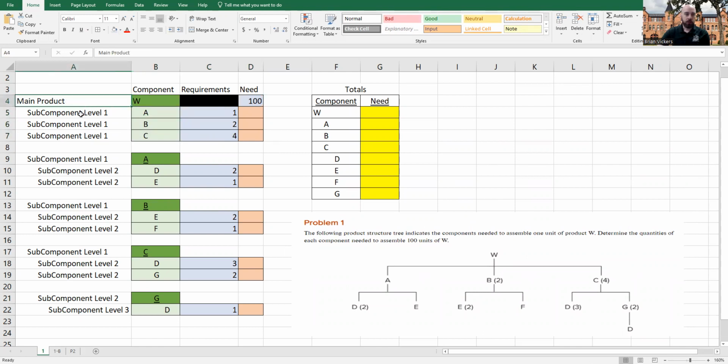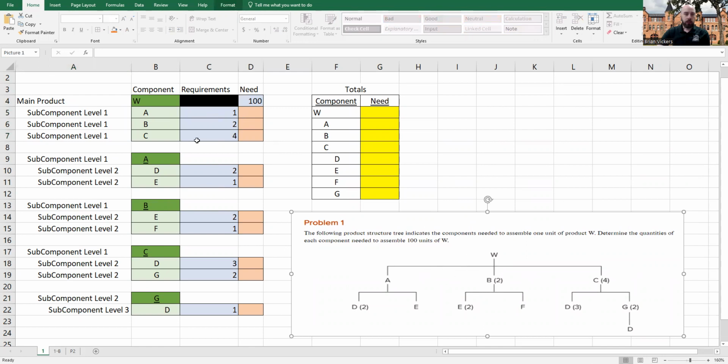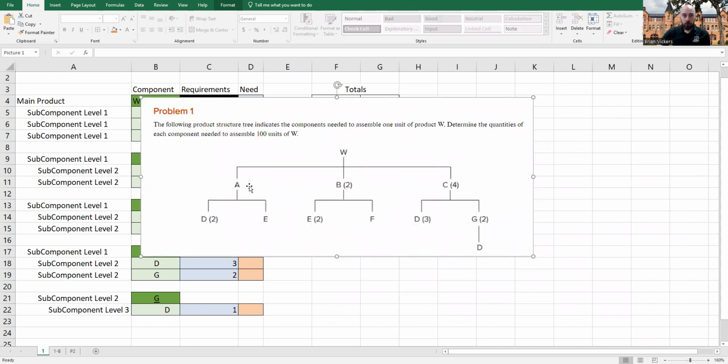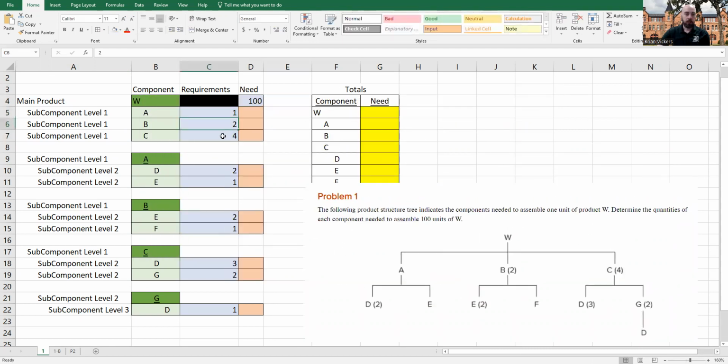So the main product is level 0, and then you've got 3 level 1 products that go into that. Based on the structure tree, any letter that doesn't have a number after it is just the number 1. There's 1 A for every W, there are 2 B's for every W, and there's 4 C's for every W. That's what we've got written down here in our requirements section. We need 1 of that, 2 of that, 4 of that. So if we're going to make 100 of them, we would need 100 times 1 for product A, 100 times 2 for product B, and 100 times 4 for product C.